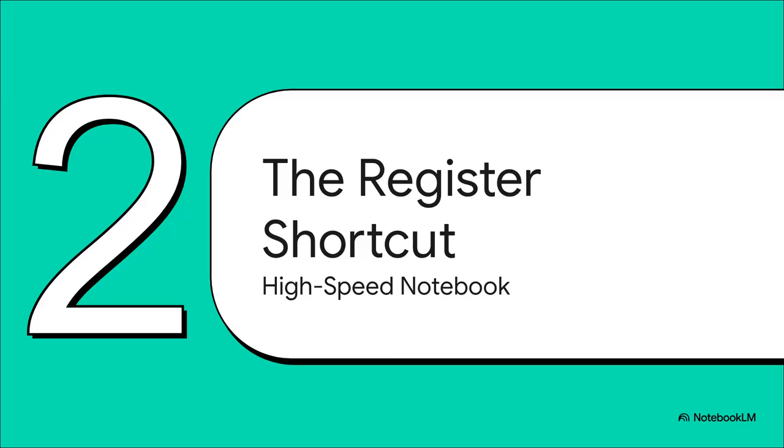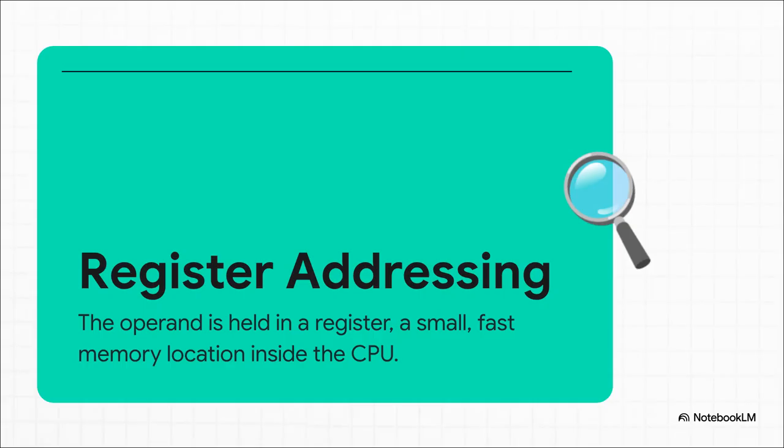Okay, so a key thing to remember is that going out to main memory is slow. It takes time. So what if our treasure hunter had a little high-speed notebook to keep the most important clues right in his pocket? Well, that's exactly what registers are. This brings us to register addressing. With this, the instruction doesn't point to that slow main memory at all. Nope, it points to a register, which is a tiny, super fast little bit of memory built right inside the CPU chip itself. The data's already there, ready to go.